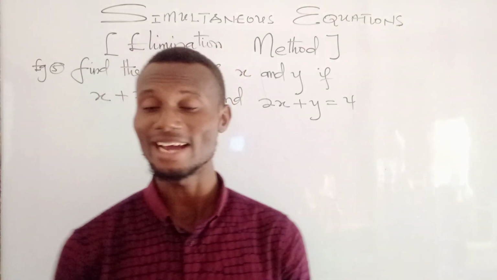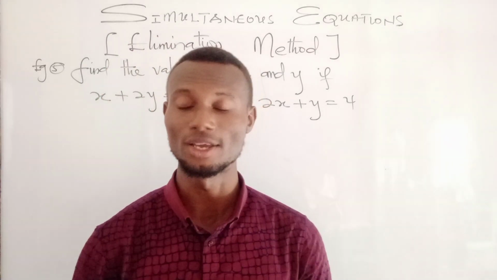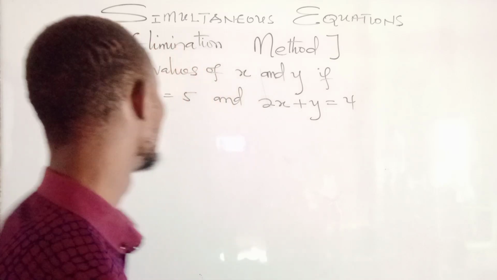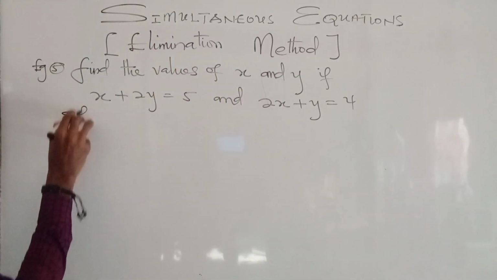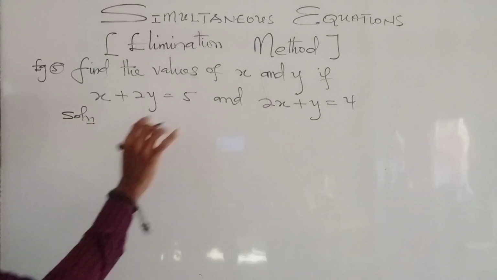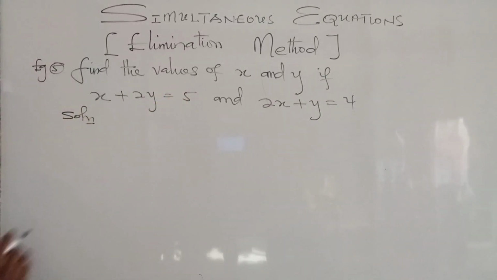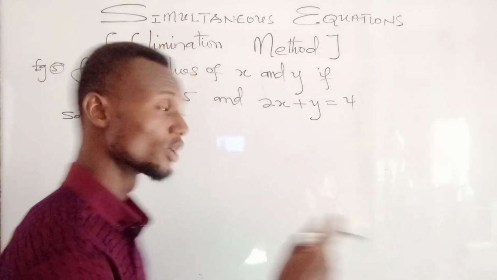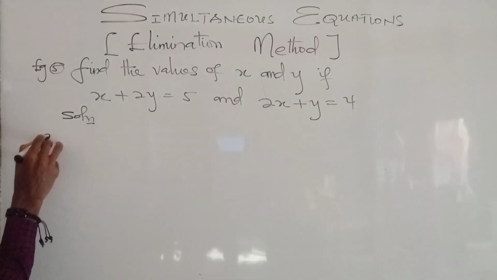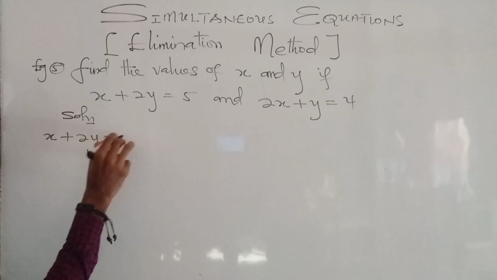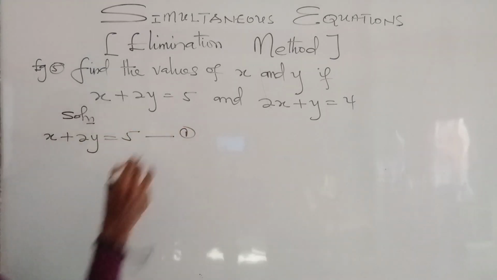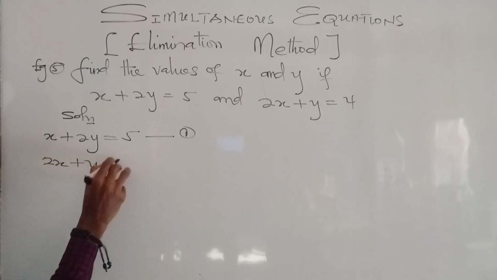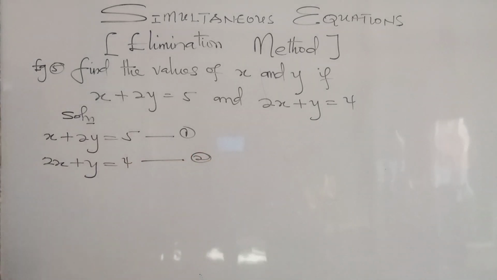As I explained to you from the previous videos, we pick the equations given, then we label them. That's the first step. So let me write down my solution. Let's pick the equations and label them. When I pick the first equation, I'll label it as equation 1, then I'll pick the second equation and label it as equation 2. So I'm going to have s + 2y = 5, and I'll label it as equation 1. Then I'll pick 2s + y = 4, and I'll label it as equation 2.